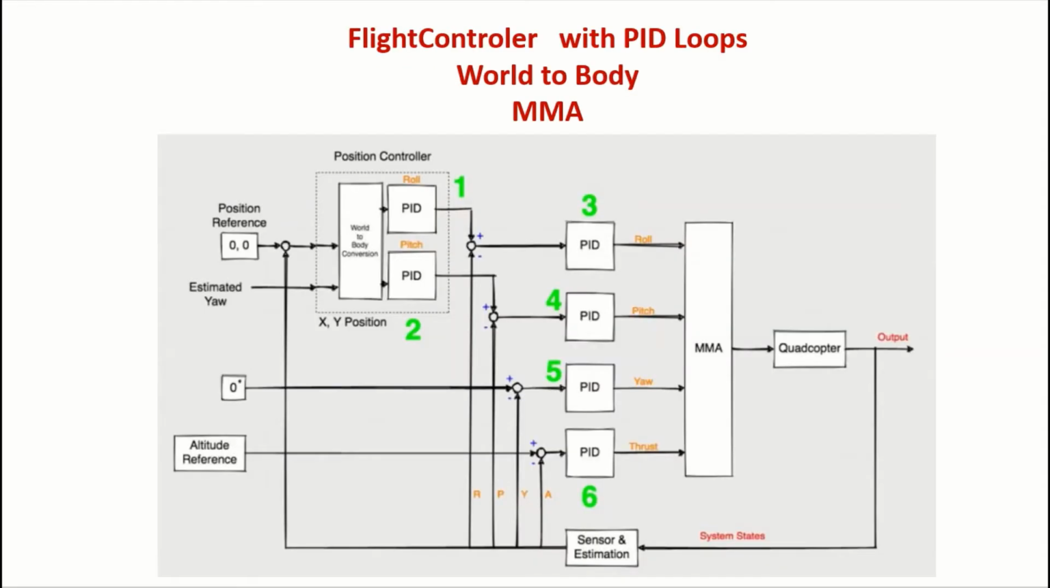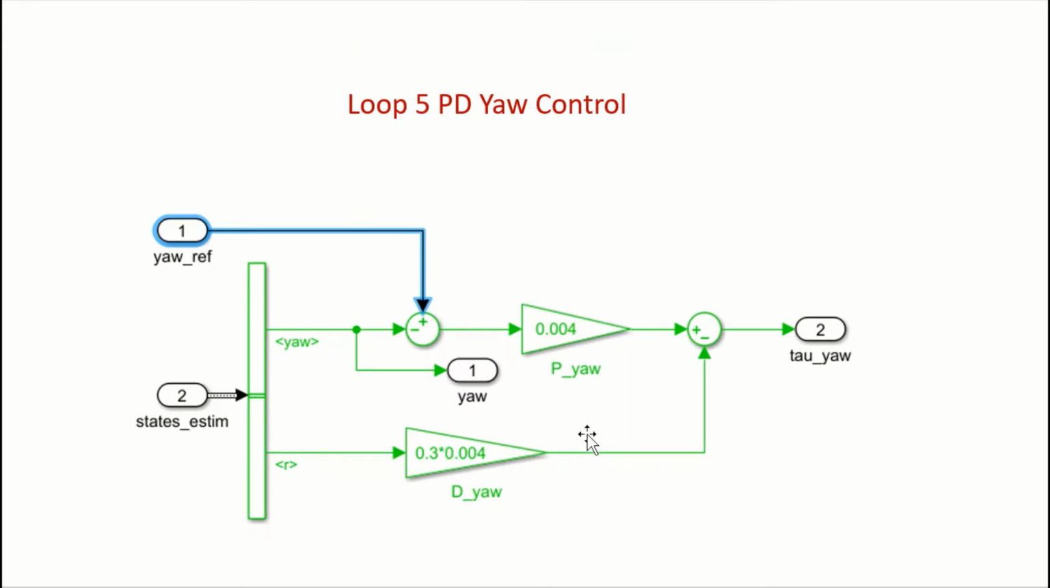Now the actual control system itself on the drone consists of 6 PID control loops. There's a PID control loop on height, pitch, roll, X and Y. The one we're looking at today is the PID controller number 5 on yaw. It's actually a PD controller, and this is where the proportional gain goes in, and this is where the derivative gain goes in.